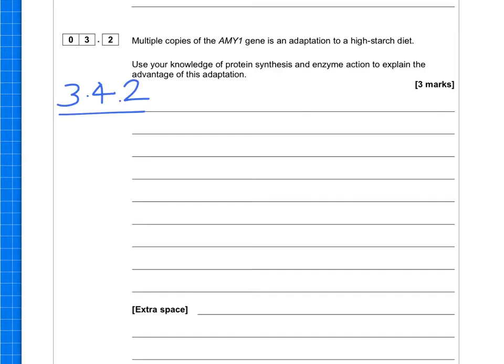Now the question is talking about producing genes. Okay, so the AMY1 genes, and it talks about it's an adaptation to a high starch diet, and it does say use your knowledge of protein synthesis and enzyme action to explain the advantage of this adaptation. So this is related to 3.4.2.